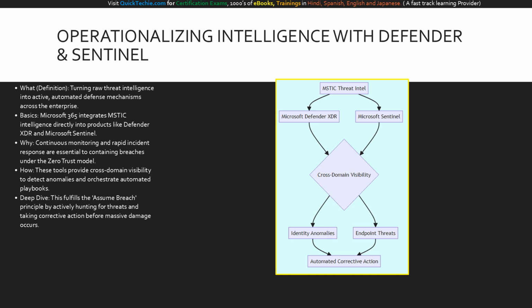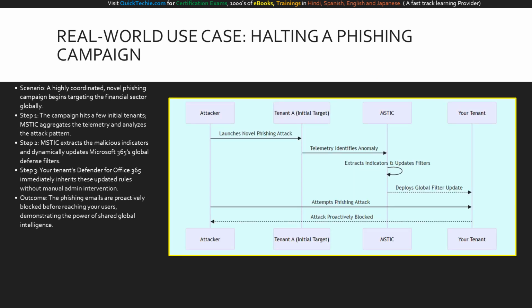Raw MSDC threat intel continuously feeds into your active defense tools, Microsoft Defender XDR and Microsoft Sentinel. These platforms merge to create powerful cross-domain visibility. Whether the system detects identity anomalies or endpoint threats, the intelligence ensures that the final outcome is automated corrective action. This architecture guarantees that your defenses are always acting on the latest global intelligence, executing responses faster than an attacker can move. Let's conclude with a highly important, real-world use case that perfectly illustrates this entire concept.